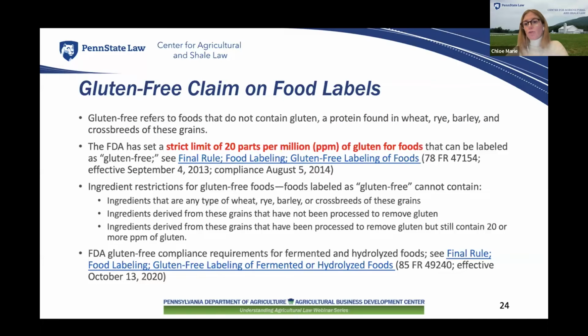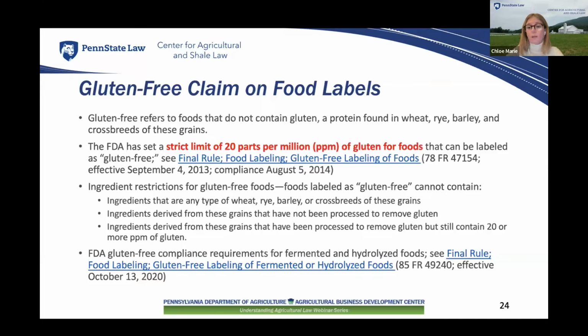In addition to the 20 ppm limit, the FDA also has rules about which ingredients can be used in a gluten-free food. Foods labeled gluten-free cannot contain ingredients that are any type of wheat, rye, barley, or crossbreeds of these grains. They also cannot contain ingredients derived from these grains that have not been processed to remove gluten, or ingredients derived from these grains that have been processed to remove gluten, but the processing results in the food containing 20 or more ppm of gluten.